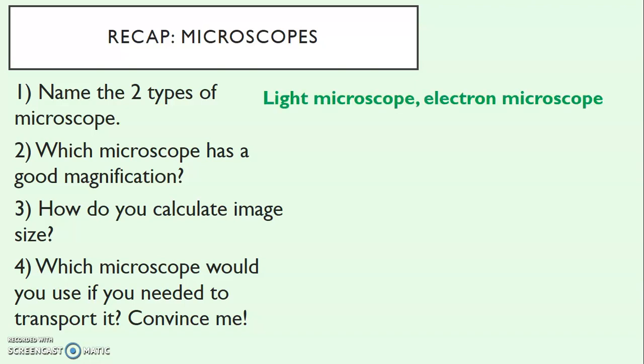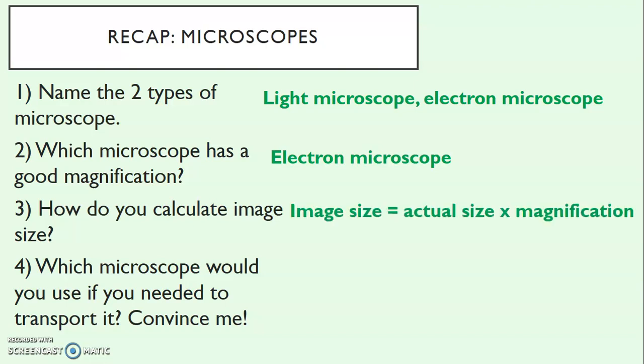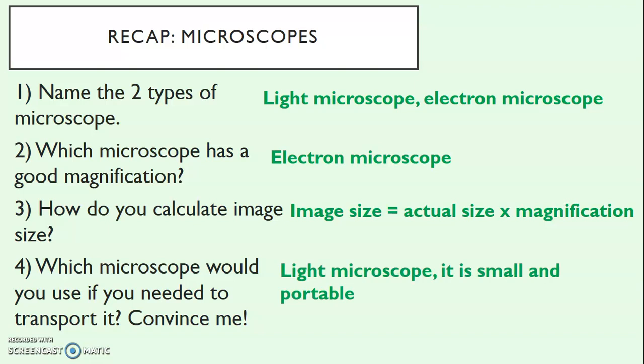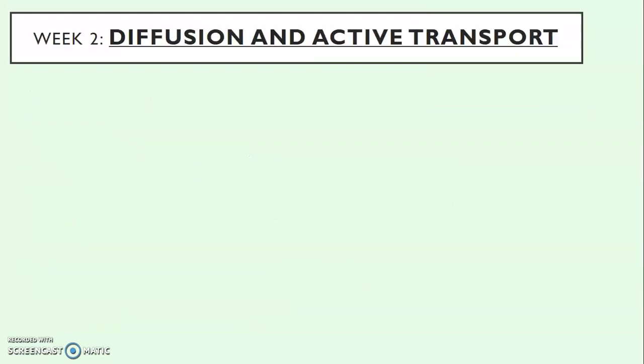So 2 types of microscope, these are from your fact book, light microscope and electron microscope. The electron microscope has a better magnification and a better resolution. Image size is equal to actual size times magnification. And then if you needed to transport your microscope, you would need it to be portable. So you would want a light microscope. They are small, they are portable, they are light.